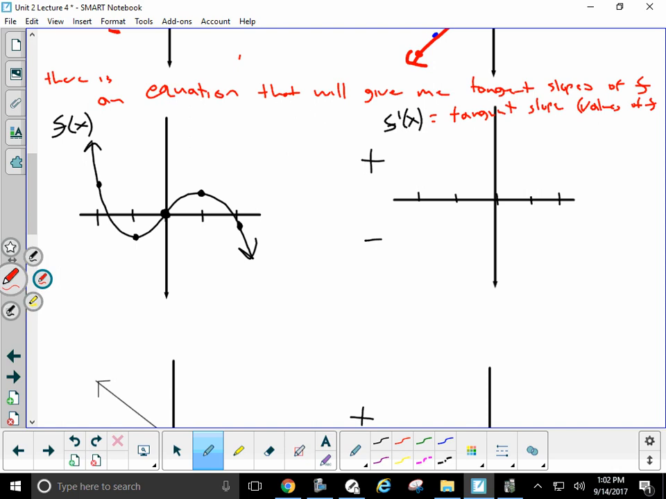Because man, that'd be sweet if all functions had tangent slope graphs that are lines. That makes things easy. Check your plots with a neighbor.